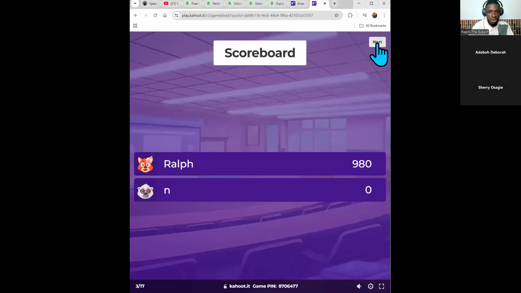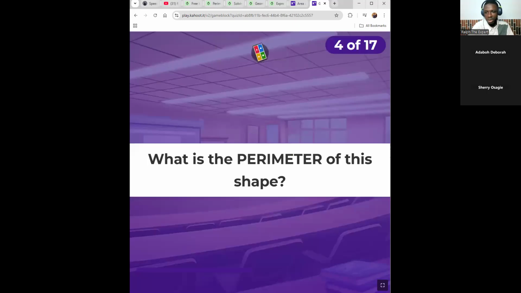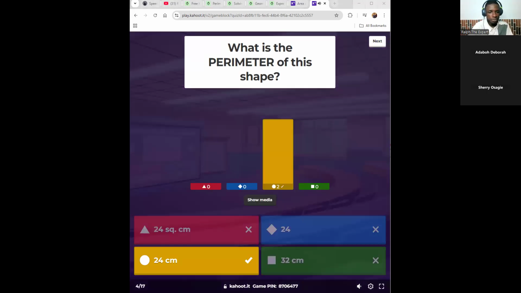Then the next one, let's see, you can actually pass me because I could miss some questions probably. Who knows? What's the perimeter of the shape? Don't be in a rush to choose. This is the perimeter we're talking about here. Okay, cool.